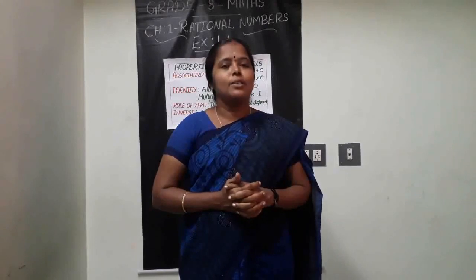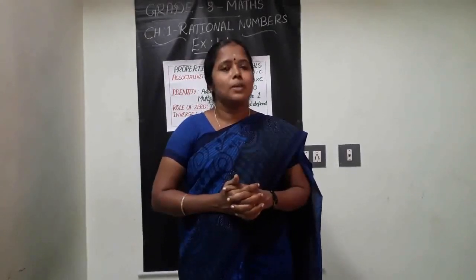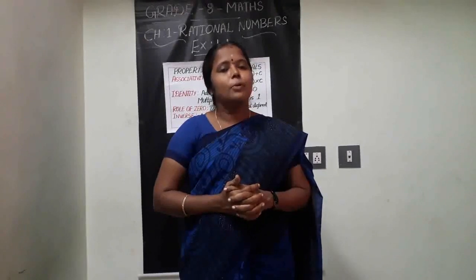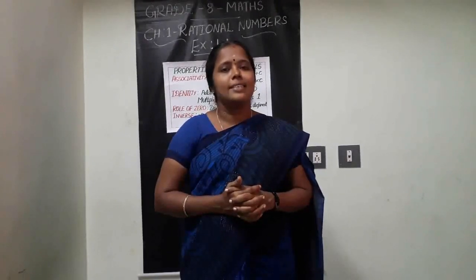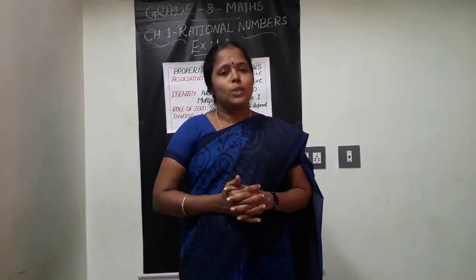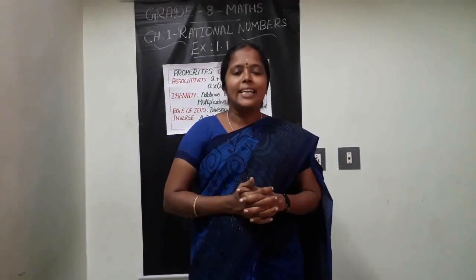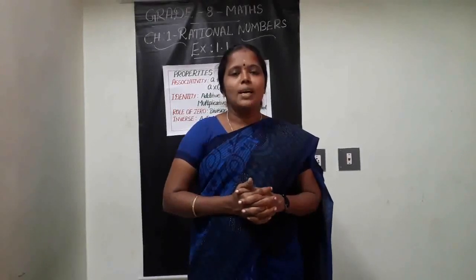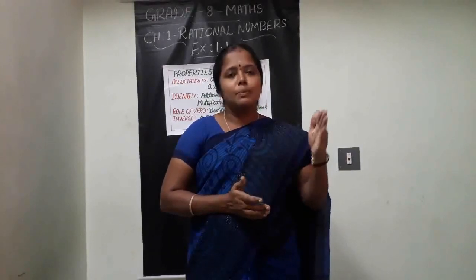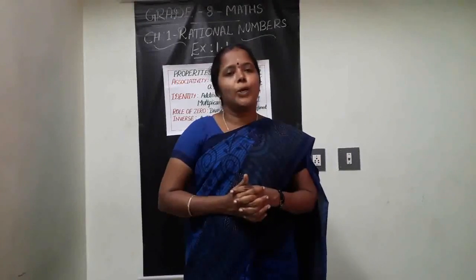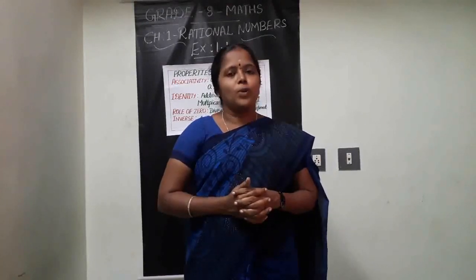Today we are going to see exercise 1.1 sums in the first chapter. What is the first chapter? The first chapter is rational numbers. In rational numbers, we discussed some properties in the last class. What are the properties we have discussed? They are closure property, commutativity, associativity, identity, role of zero, and the inverse. Based on those properties only, today we are going to see exercise 1.1 sums.